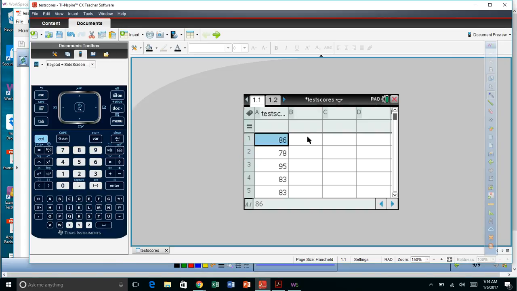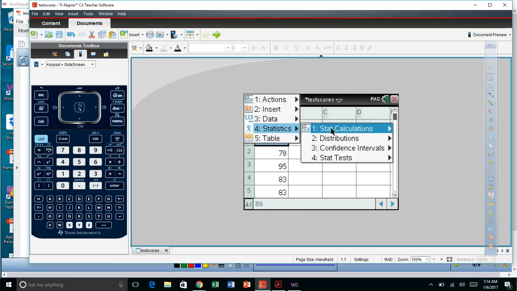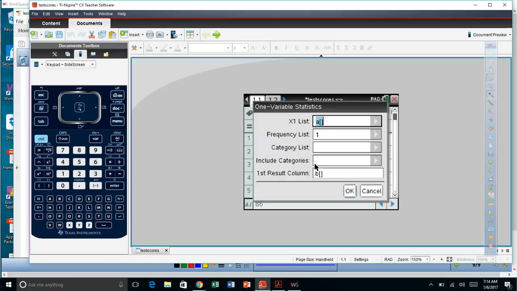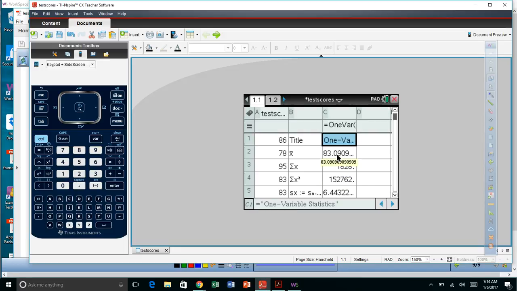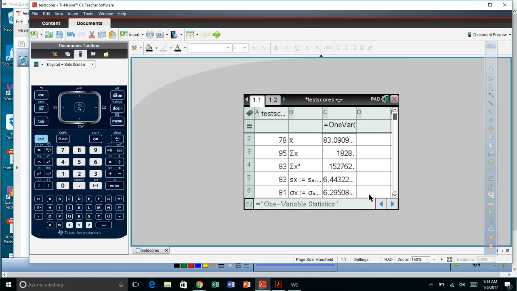Let's go back to our data. Menu 4, 1, 1. Number of lists, 1. We only got 1 there. Okay, and we want test scores, and we'll just put it right there in B. So x bar is 83, and the standard deviation is 6.4. Well, it's using the population 6.3. All right, so good.